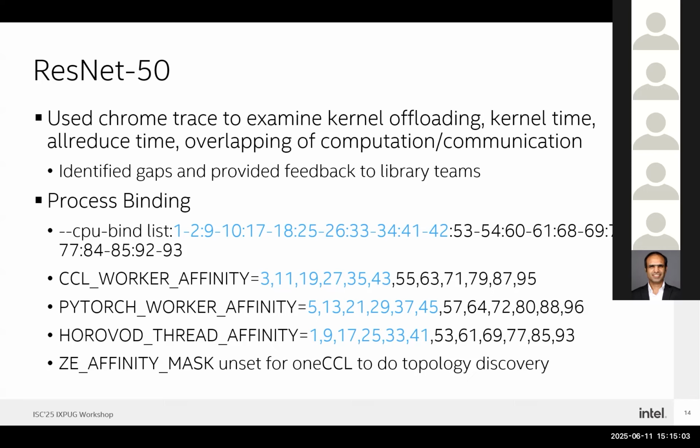The other thing is that for something like ResNet50 distributed training, we don't set the ZE affinity mask, because when you set the mask, then CCL sees only one PVC tile for each process. And CCL likes to discover topology, so it wants to see all the available tiles, and then it will try to map the offloading process onto the right PVC tile. So here we leave it untouched, unset, and let CCL do the topology and set the mask for the rank.